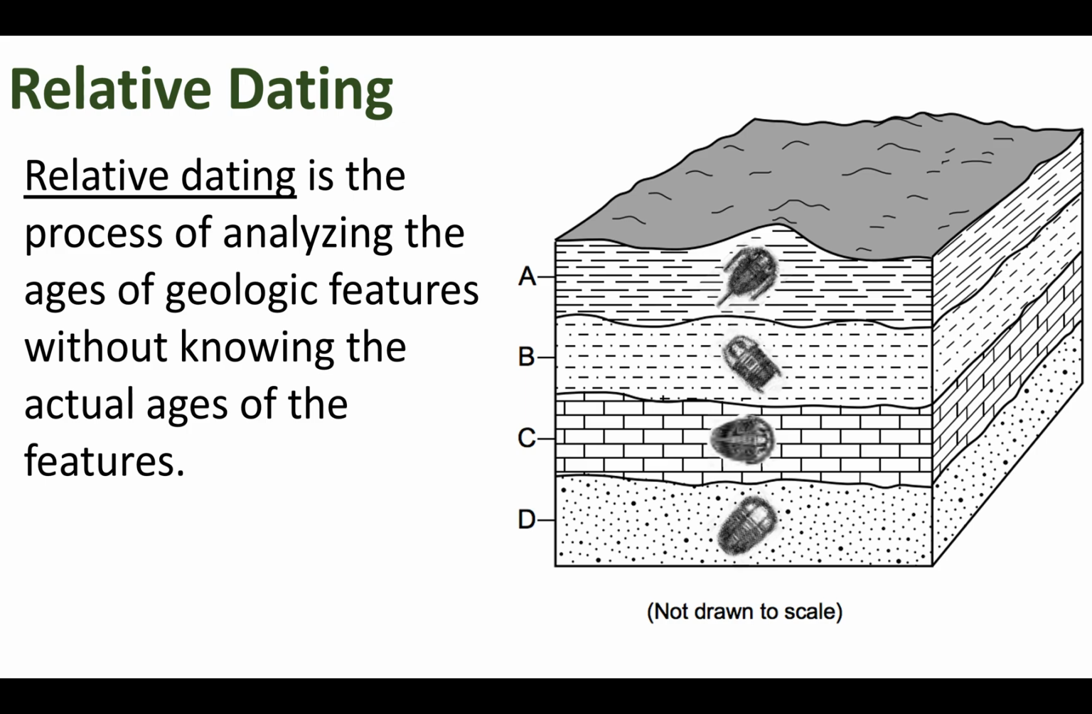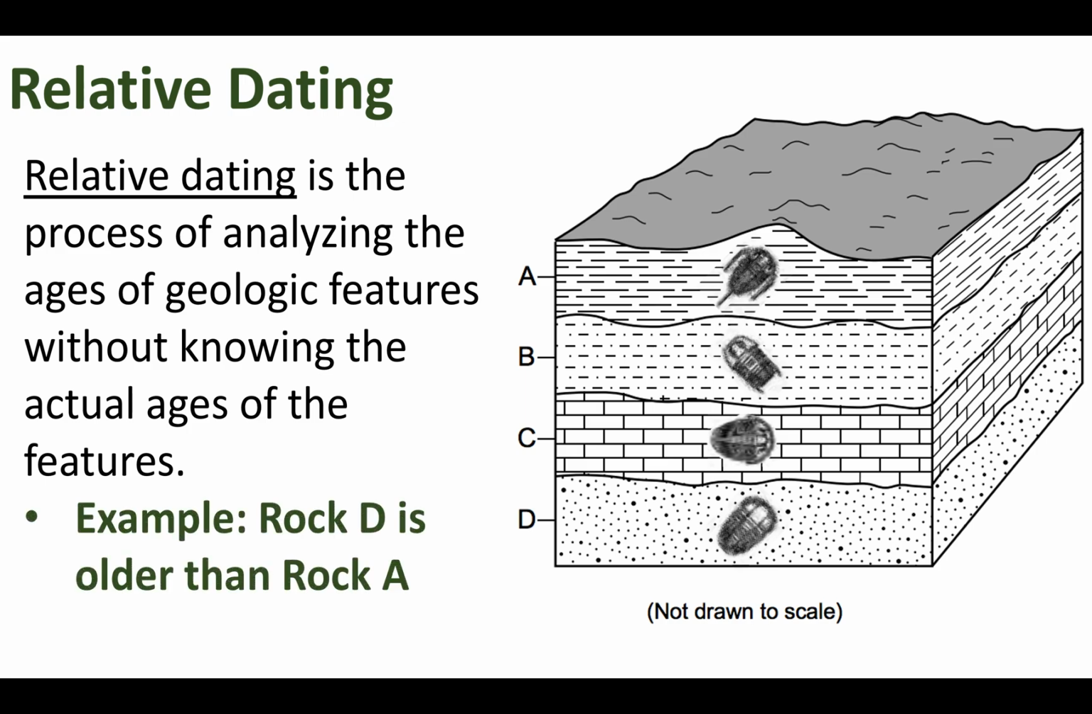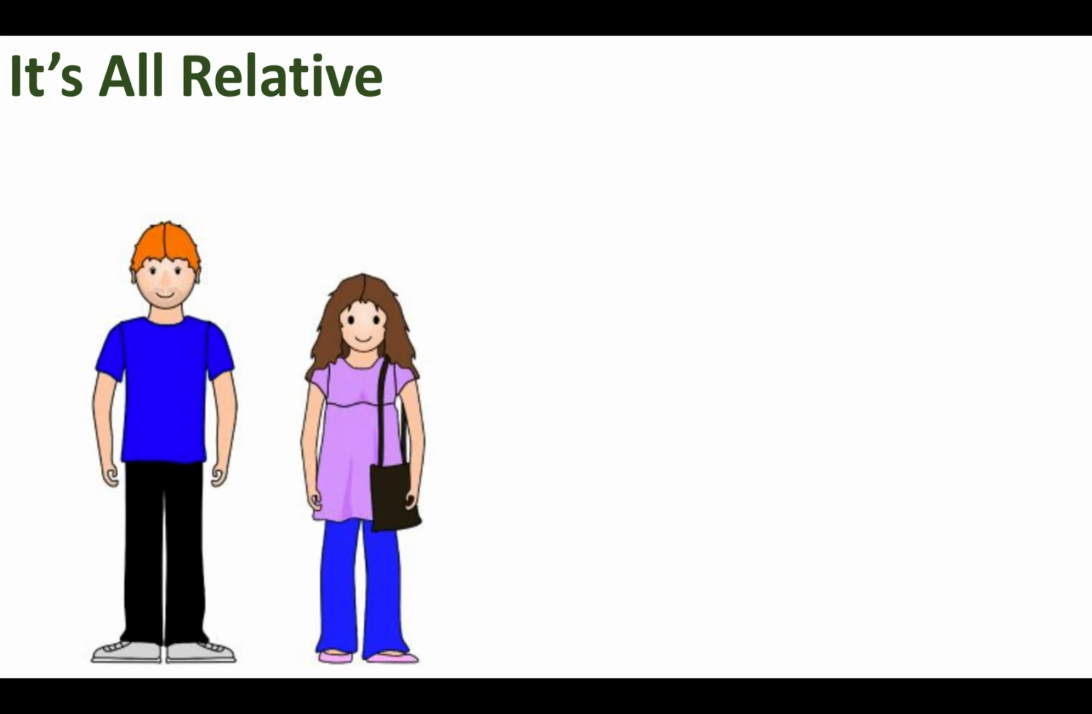So for example, rock D is older than rock A. We don't know how old rock D actually is or how old rock A actually is. All we are saying is that rock D is older, rock A is younger. More examples of relative dating can be seen here.